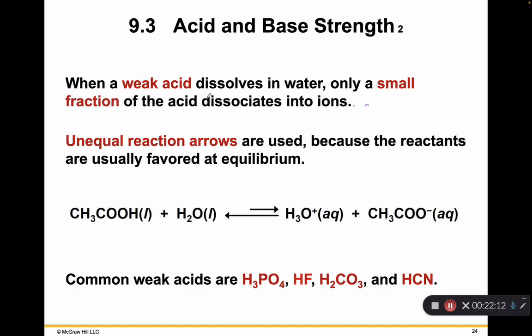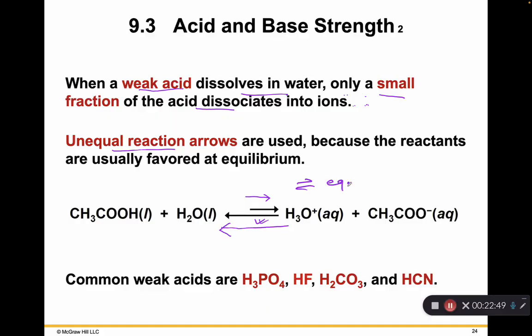When we have an acid that dissolves in water, but only a small fraction of the acid dissociates into ions, then we have a weak acid. In those cases, we have an unequal reaction. The forward reaction is less favored and the reverse reaction is more favored. So we write an equilibrium reaction there, either a double arrow, or one arrow longer than the other.